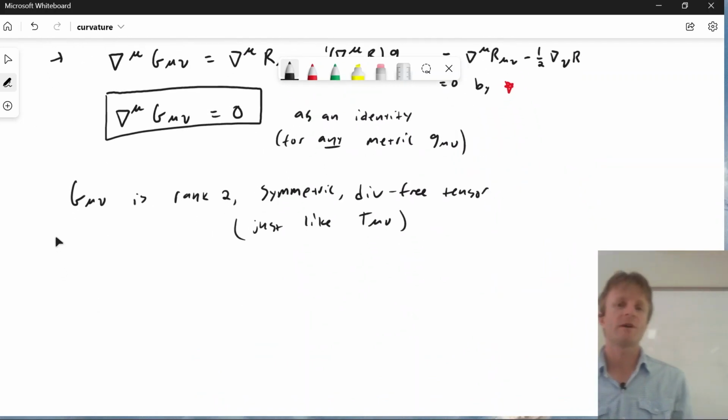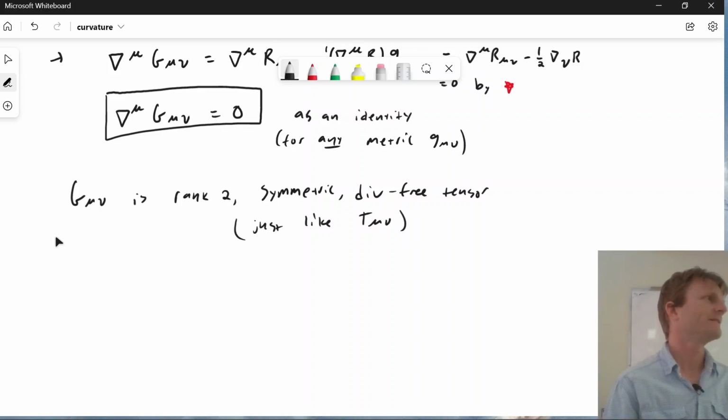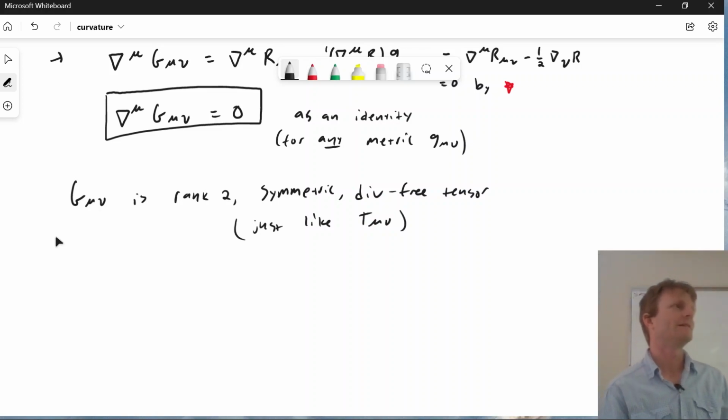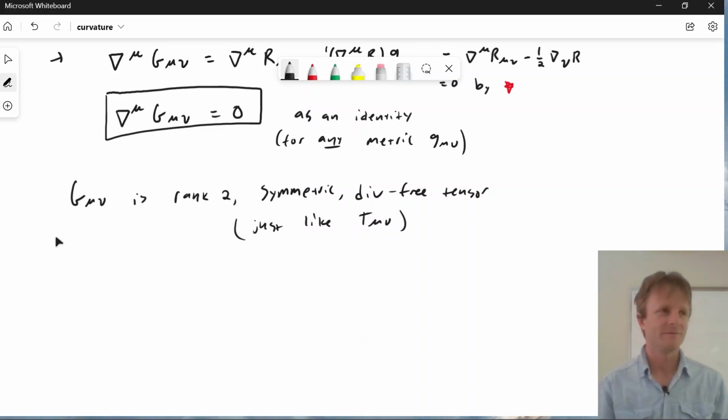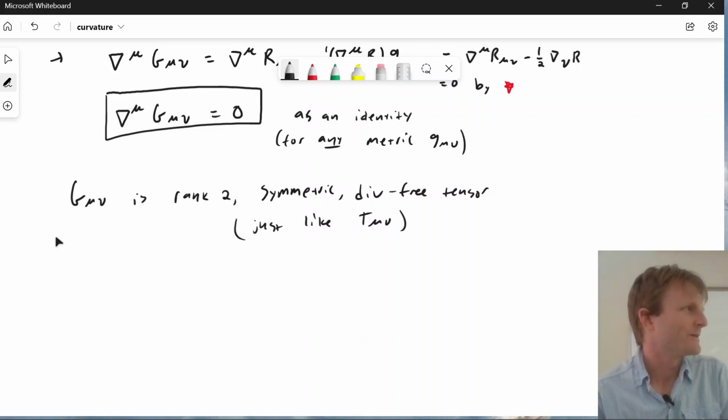There's actually one other rank 2 symmetric divergence-free tensor. We've already met it. It doesn't have to be divergence-free. Yeah, the metric itself is another example. It's symmetric, right? It's rank 2. It's more than divergence-free. It has no derivative at all. We constructed the derivative so that the metric didn't have a derivative.